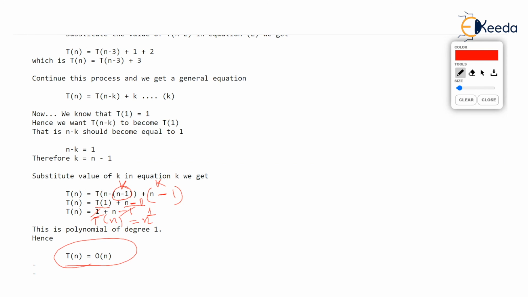I hope you have understood the method of substitution. There are many videos coming up on this substitution method. At least 5 examples I am going to solve on the substitution method, and then we will see a general pattern: how to quickly know what will be the complexity of a recurrence relation just by watching the recurrence relation.